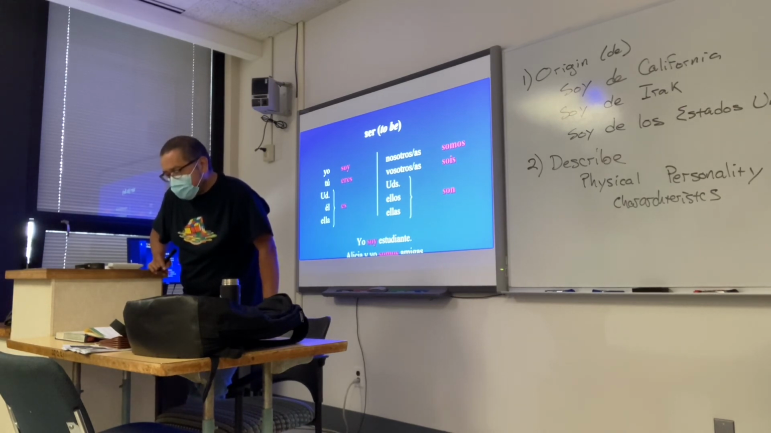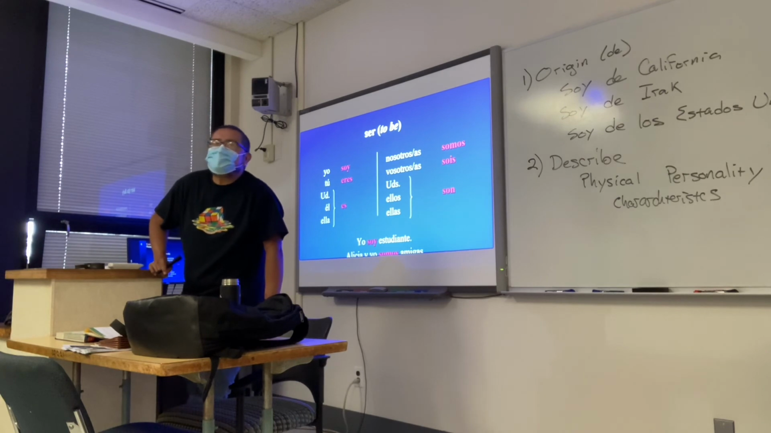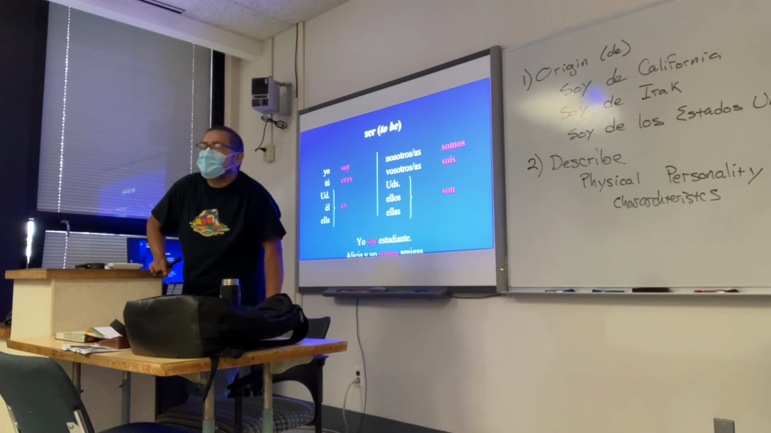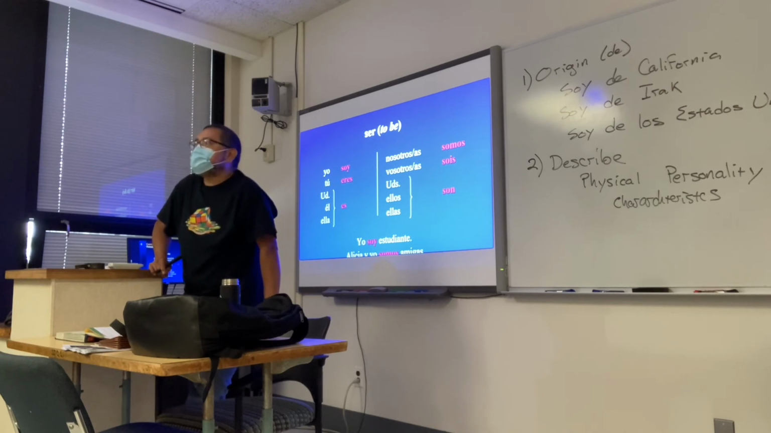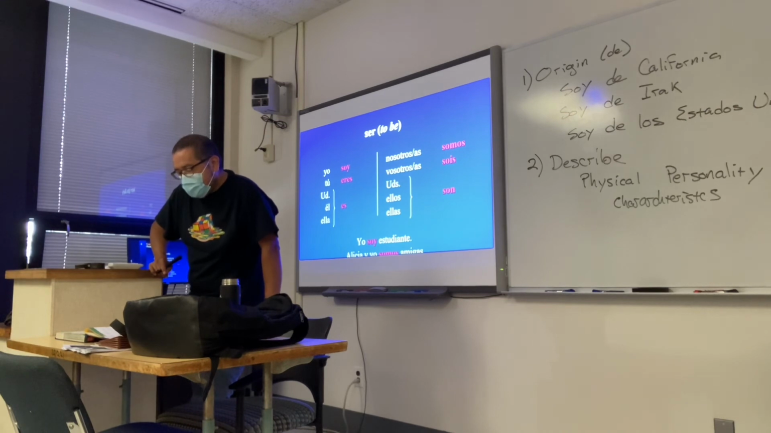Look at number 7, honesto. Honest. Okay. Now, of course, remember, if it ends in O, if you're describing something feminine, you change it to A. So, Madison es honesta. She is honest. Okay? If you look then at P11, it gives you some characteristics, características. Okay?